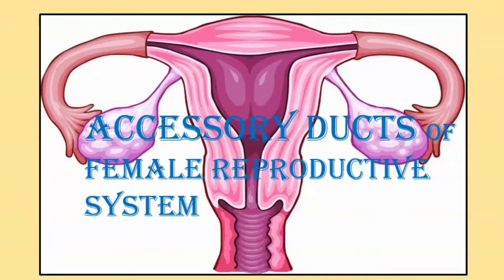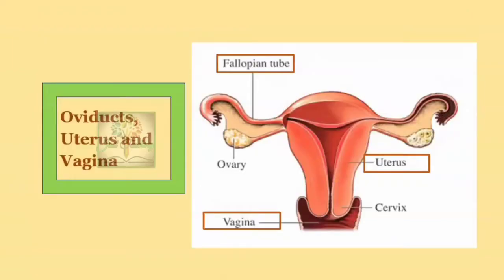This is Lavanya. In this video, we are going to learn about the accessory ducts of the female reproductive system in detail. Let's start the video here. First, we will see what are the accessory ducts present in the female. Females have three accessory ducts. One is the oviduct, the second one is the uterus, the third one is the vagina.